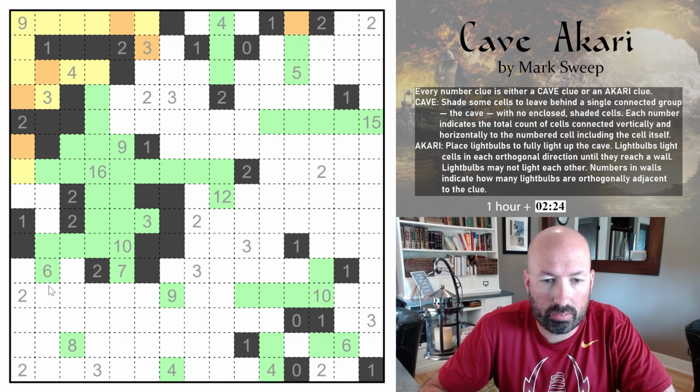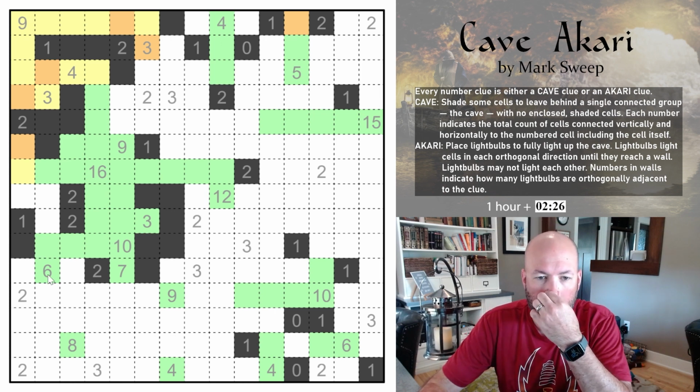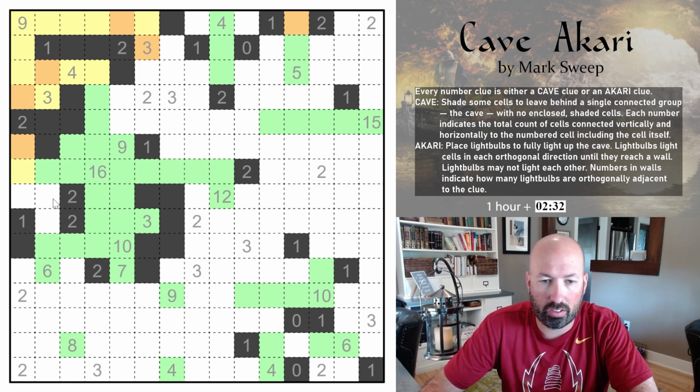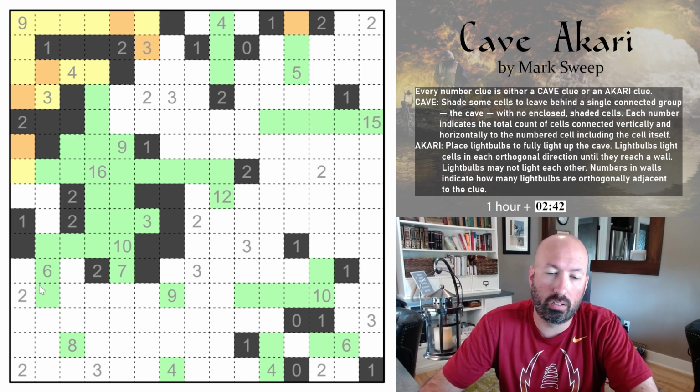2, 3, 4, 5. Yeah, okay. Oh, and this can't go. So these two wall cells have to get to the edge of the grid. So they could go right here. They could go right there. But the 6 can only get one more at most vertically. 1, 2, 3, 4, 5. So it's got to go at least one more down.